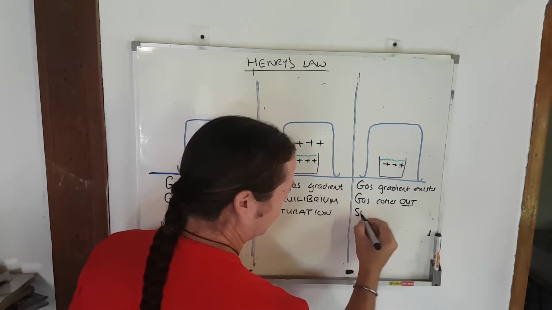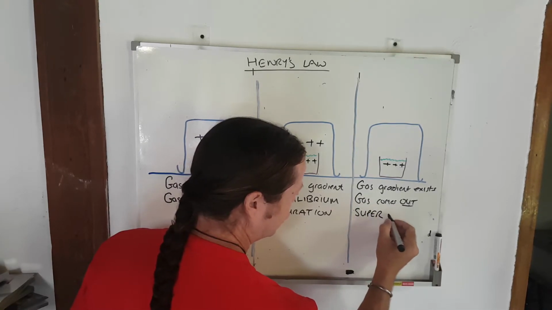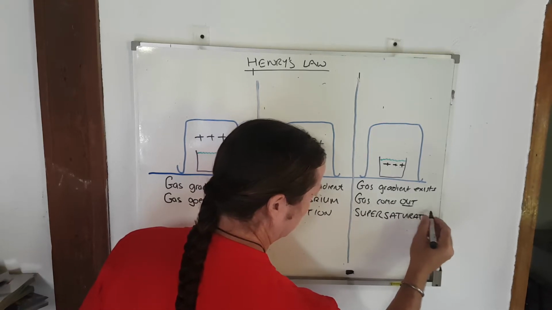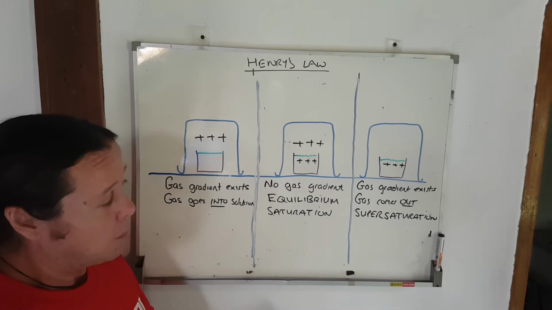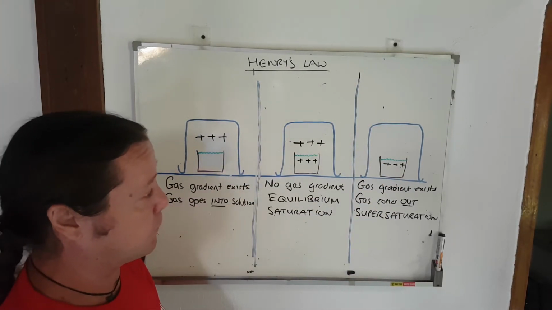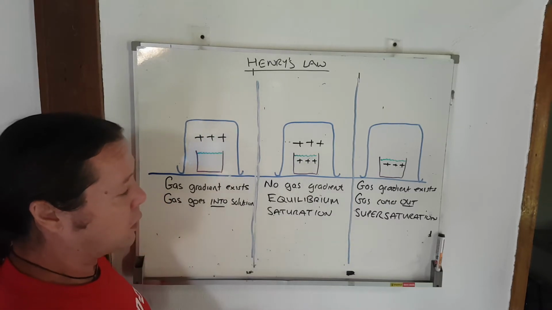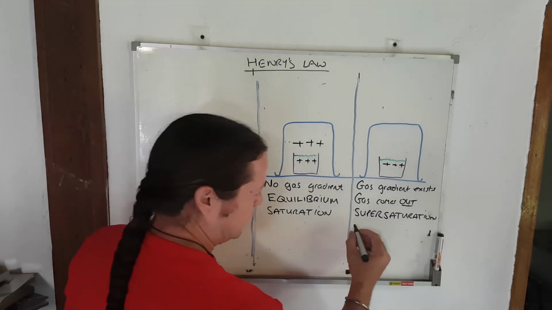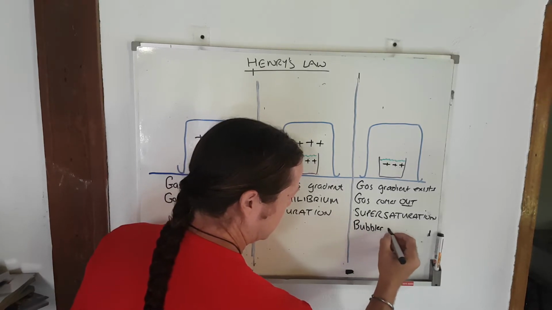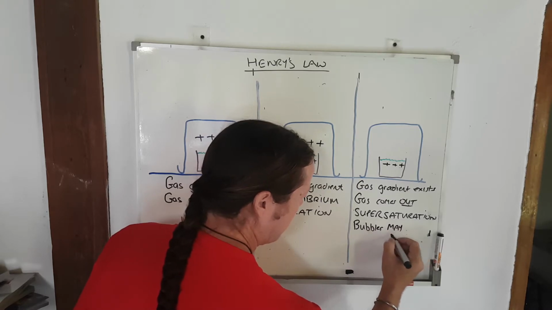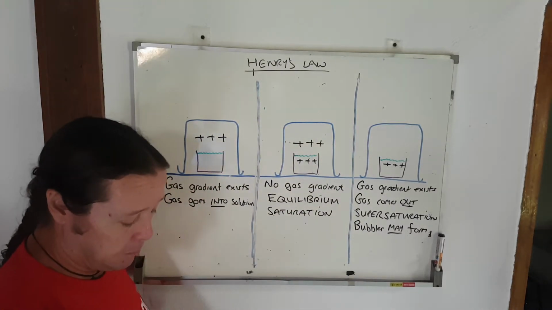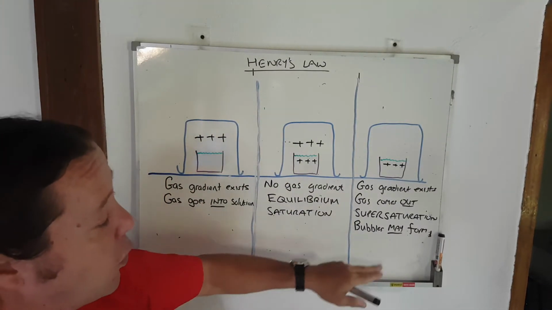This state is called supersaturation. Big word, but all it means is the pressure in the liquid is greater than the surrounding pressure. What's going to happen here is bubbles may form. Very important word there in the middle, may. Why does it only say may?